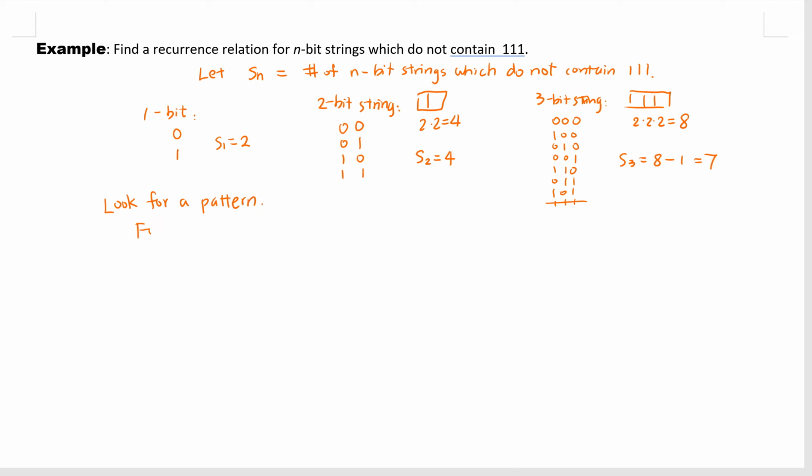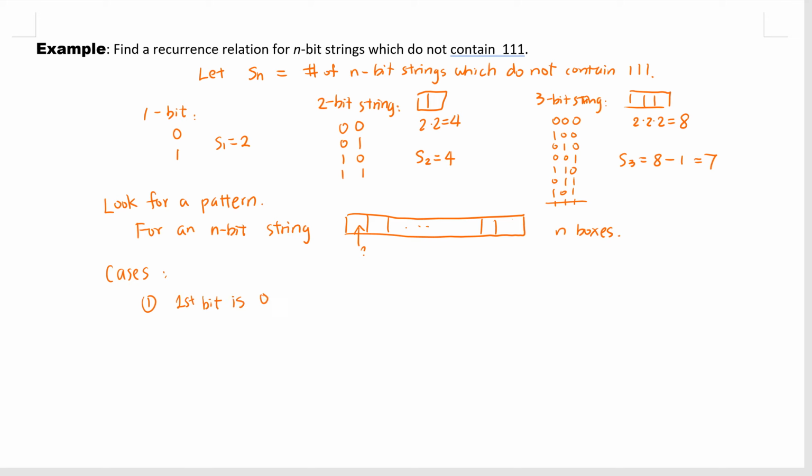So in general, for an n-bit string, it means we have n boxes, right? Here we have n boxes. Okay, so let's look at the first box. What could the first bit be? It could be 0 or it could be 1, right? So here we're going to separate into cases.